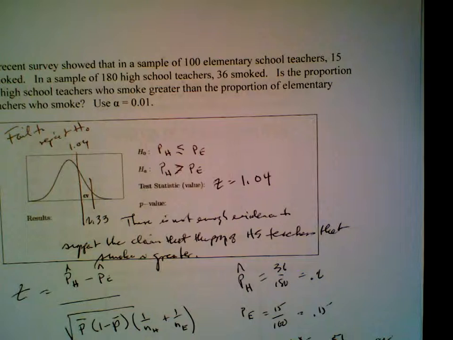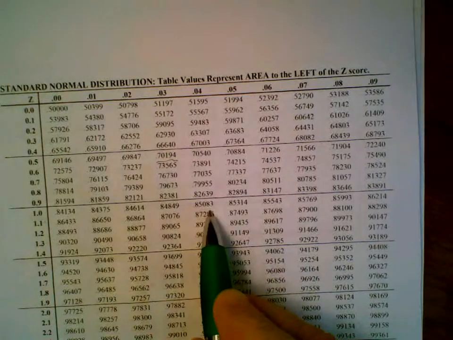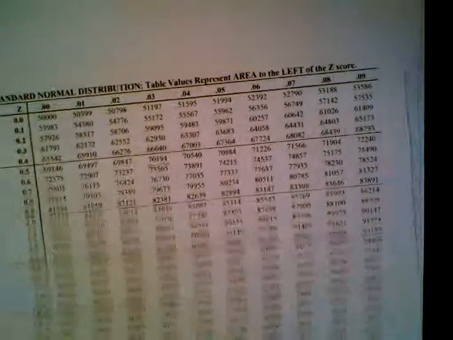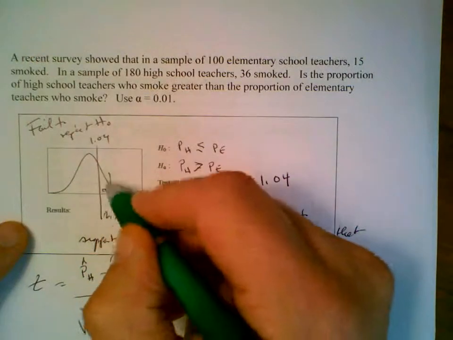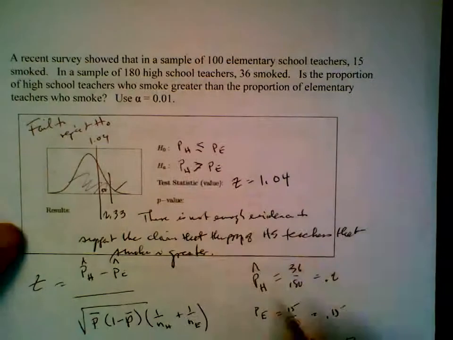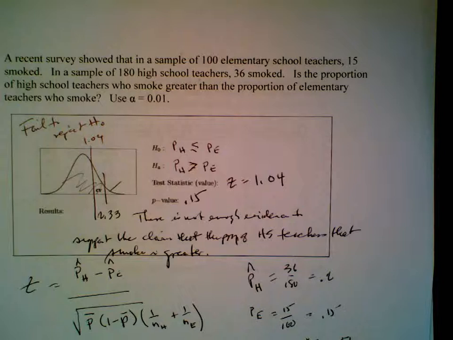P-value. We go to our table, and let's go to the positive one for starters here. We have got 1.04. Here's 1.04, 0.8508. Now, of course, remember that 85% is this here. That's the 85%. We want the other side, and the other side is about 15%. So I'm just going to put it down there, and then we'll do it with the calculator to check it out.